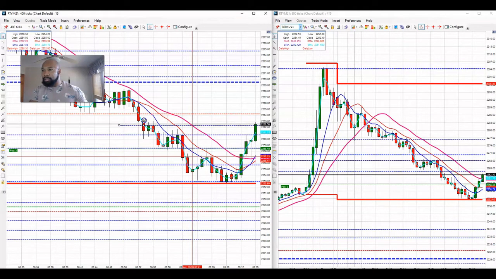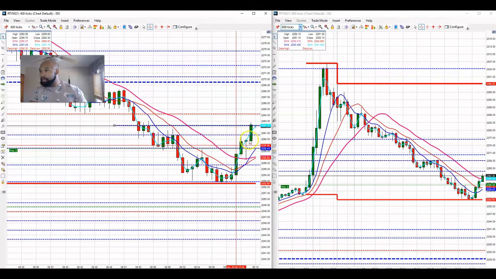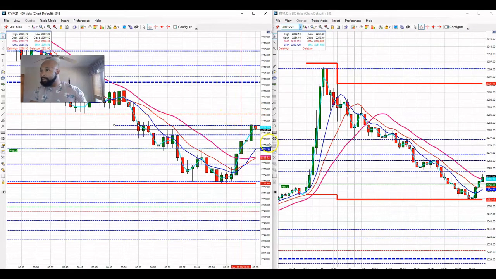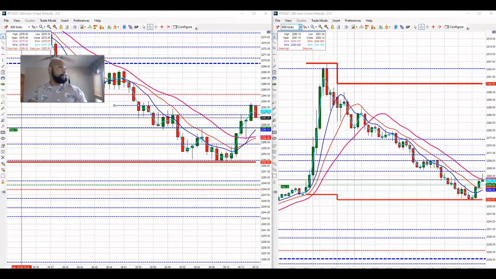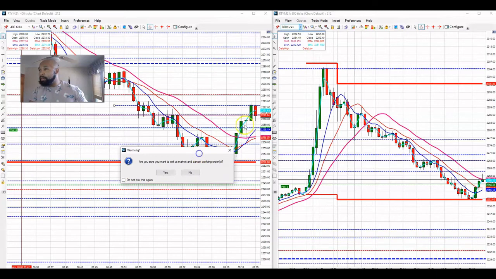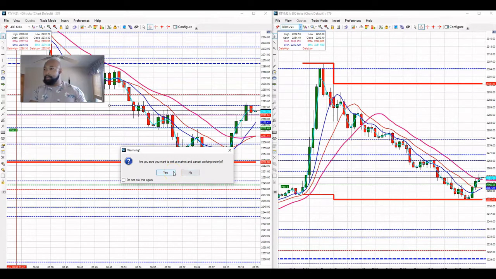This is the support line. Let's hope it actually continues up. I'm getting some pushback here. Wow, it's a huge pushback. Let's hope it actually continues up.